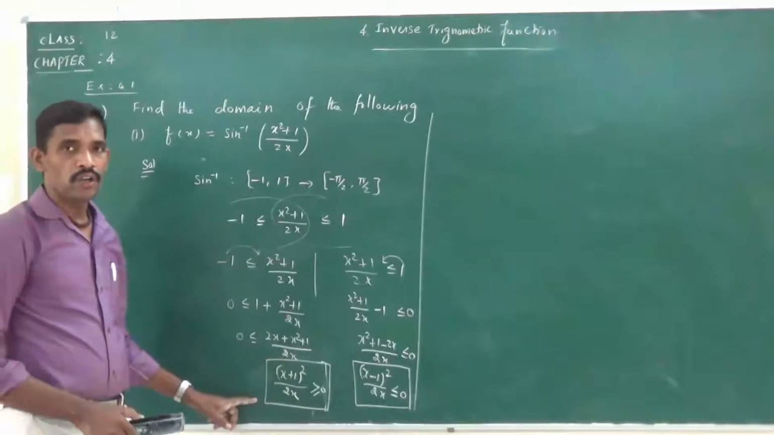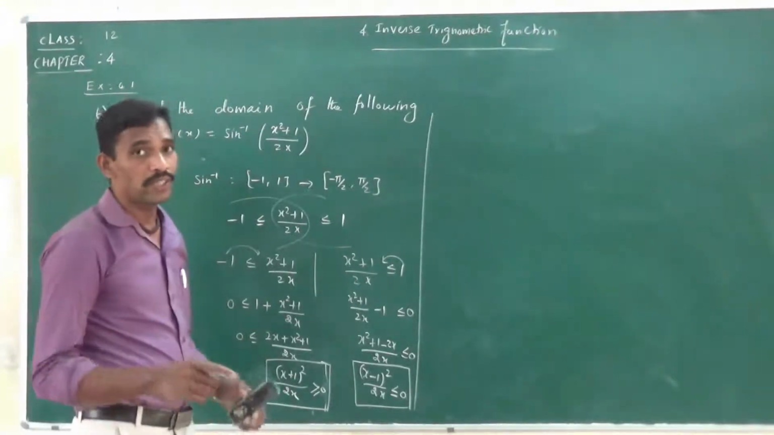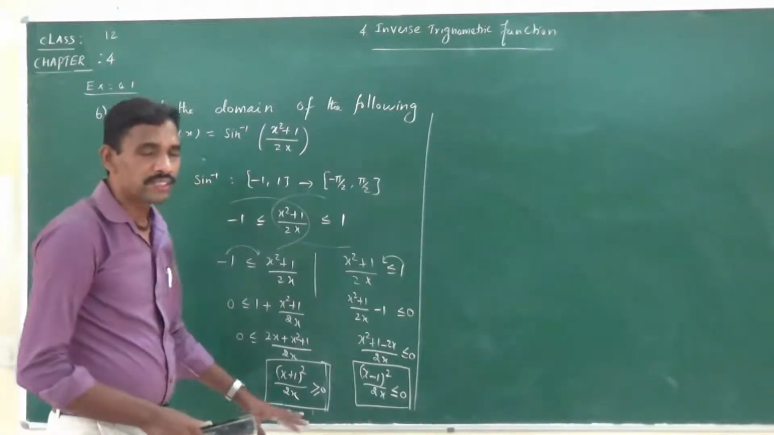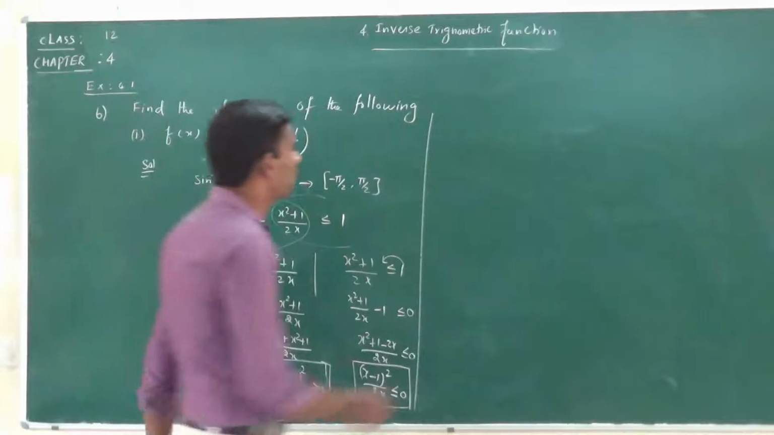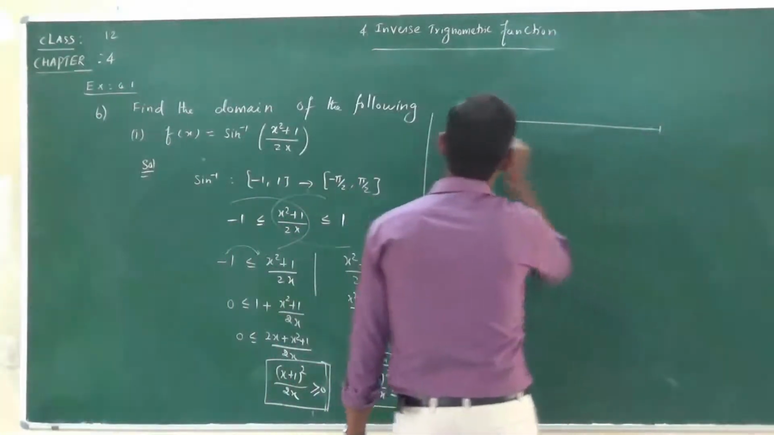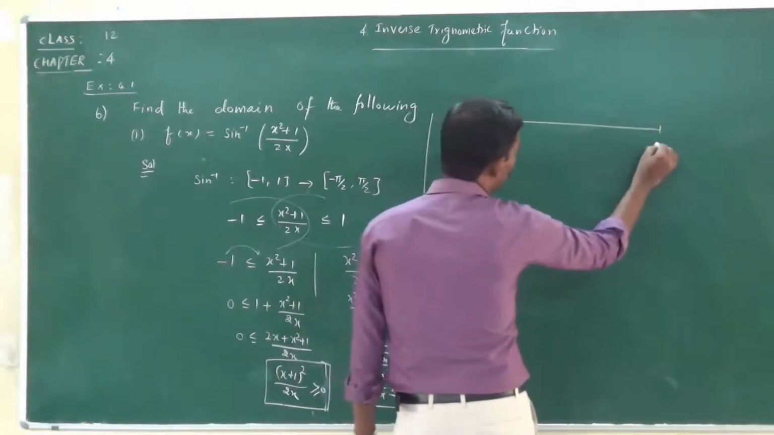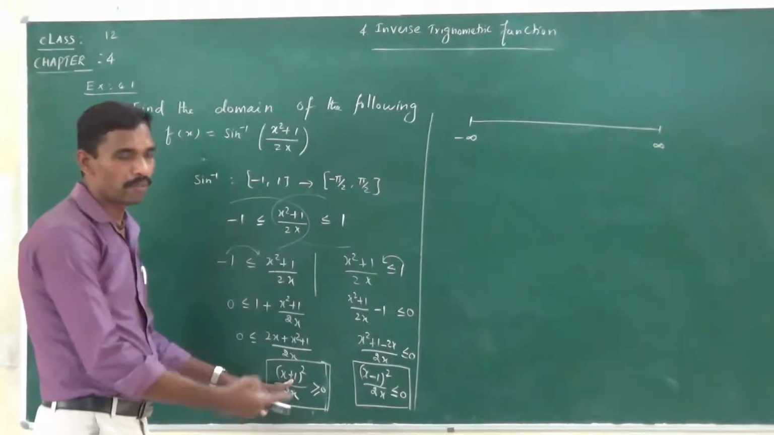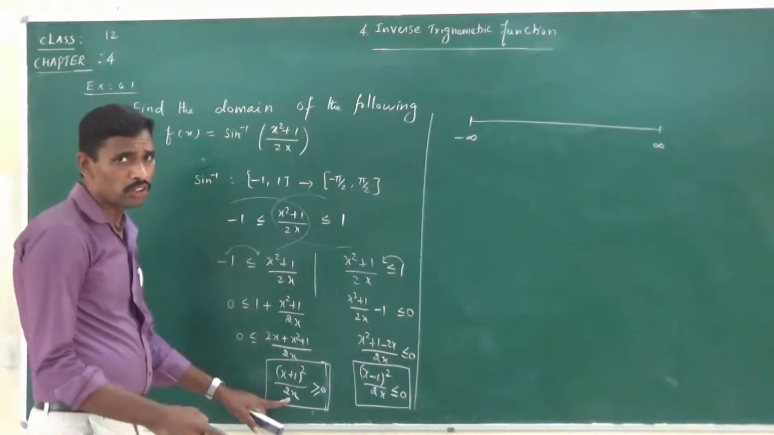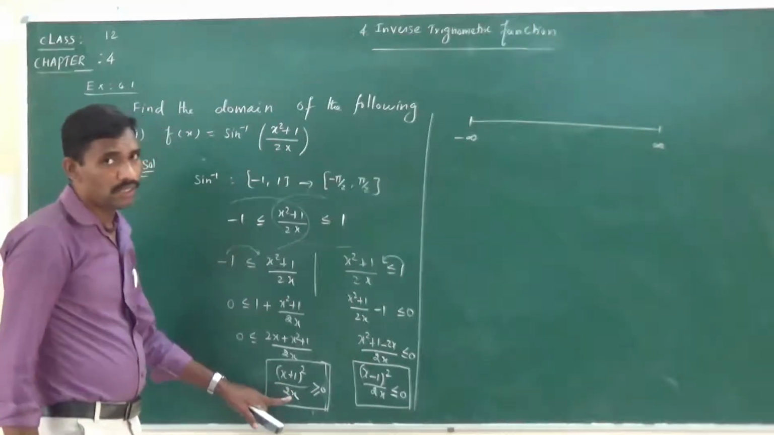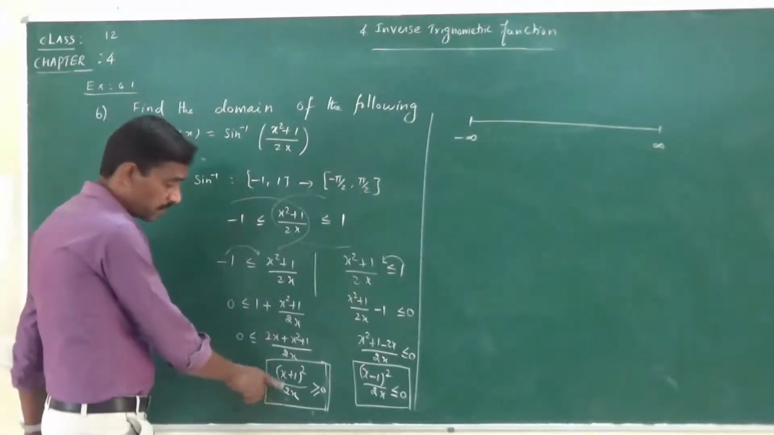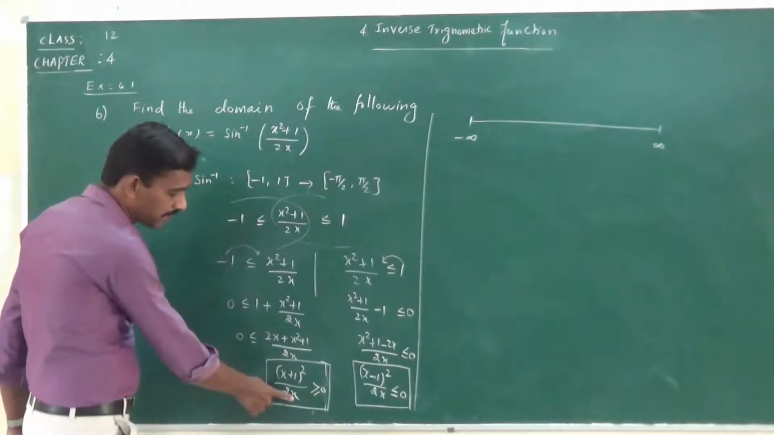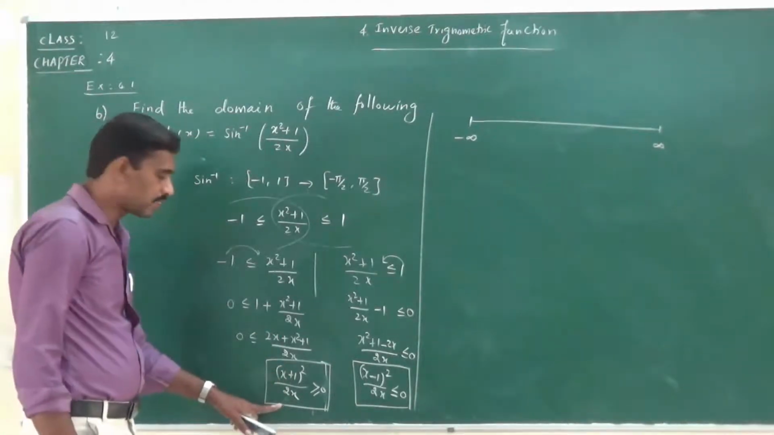Now we are to draw a real line and find out the interval which satisfies this inequality. We studied this in 11th standard also, right? So just draw the interval from minus infinity to plus infinity. Look at the numerator, and the denominator. We put the denominator equal to 0, but 0 is not valid because x is not equal to 0, because if we assign x equal to 0, it will be infinity.